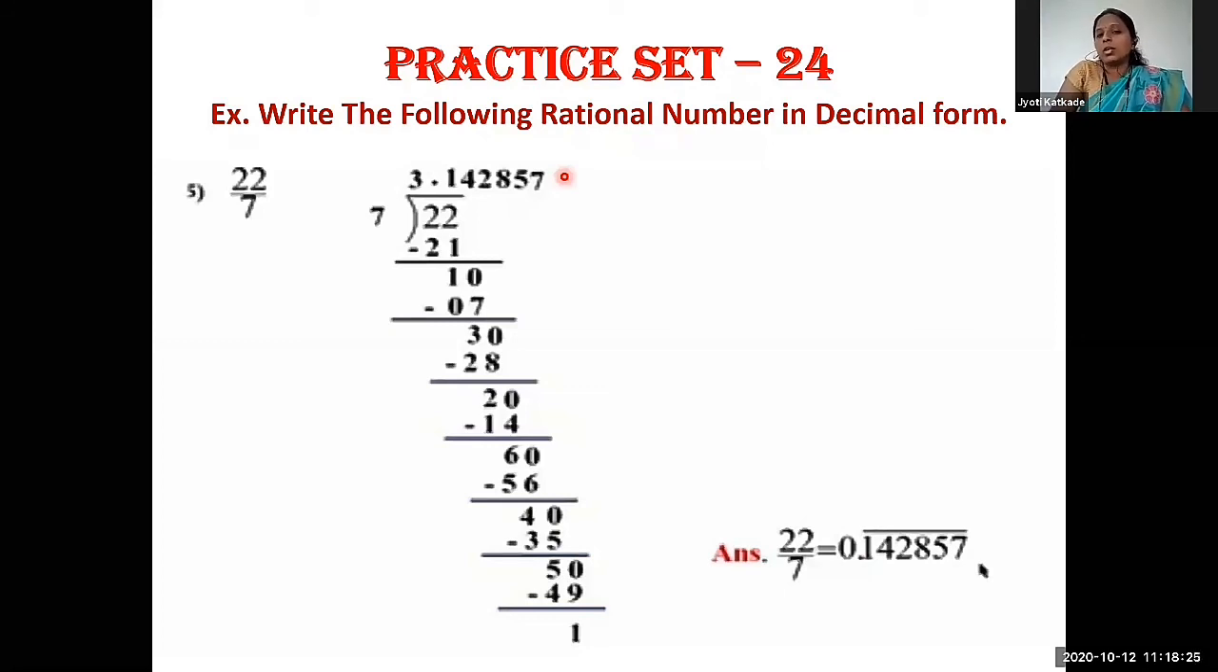Divide 22 by 7. See, in this example, more digits are repeating, that is 1, 4, 2, 8, 5, and 7. It means 6 digits are repeating in this example. It's not necessary that only 1 digit or 2 digits repeat. More digits can also repeat in any example. Now, I think this example is for your homework.